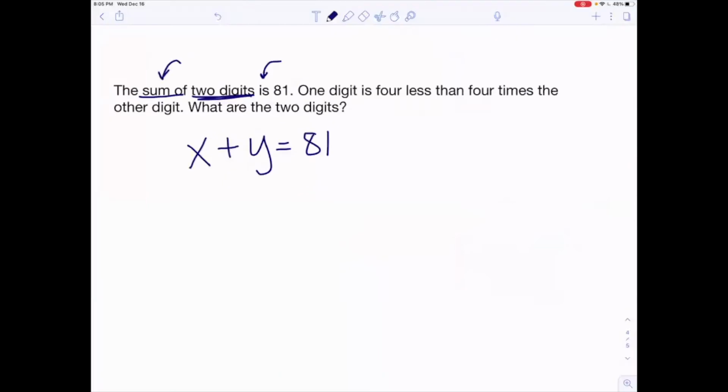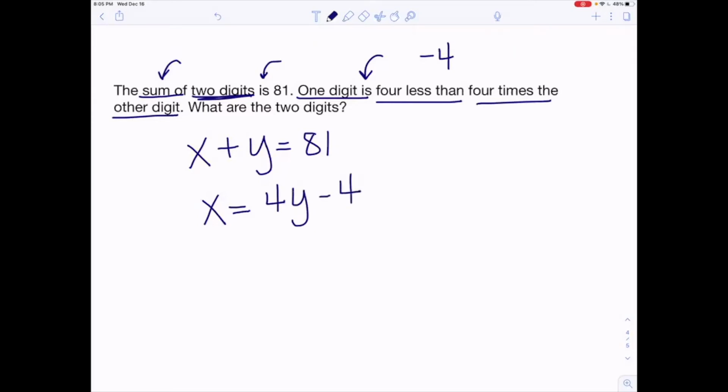All right. So kind of coming back to this. Next one. One digit is. So one of these, let's say x, is, because remember, wherever we see is, that means an equal sign. 4 less than, so that means minus 4. 4 times the other digit. So that means we multiply the other digit by 4, and then we subtract 4 from it.